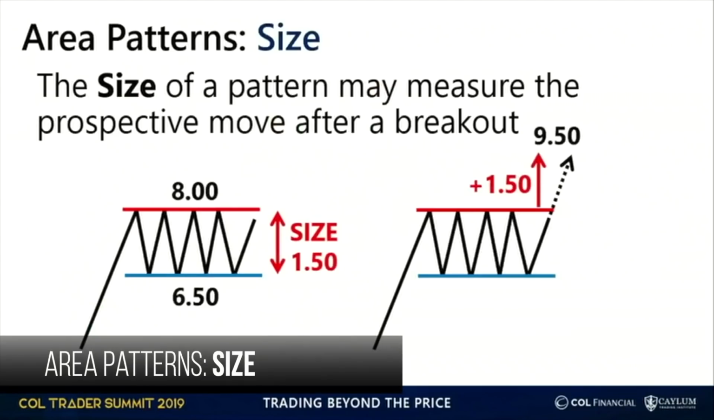Now, let's talk about the size of a pattern. The basic understanding here is the range of a price channel or a range of whatever pattern you see. If it breaks out in one direction, it will go in that direction with the equivalent size. So, for example, if you have a 6 peso and 50 stock here, the size to 8 pesos is about 1 peso and 50 cents. If it goes above this particular resistance zone, this will go up by 1 peso and 50 cents at the minimum.